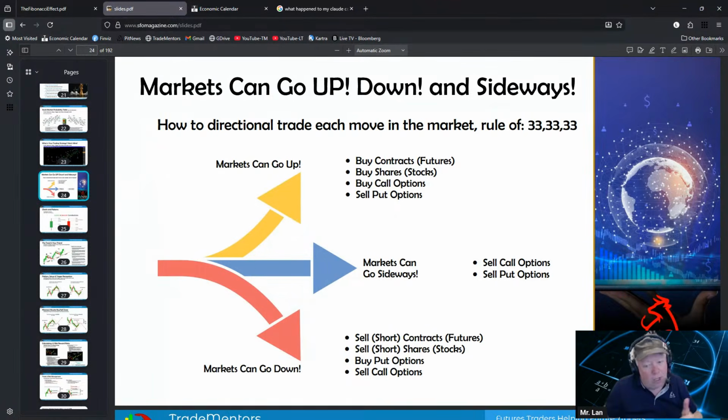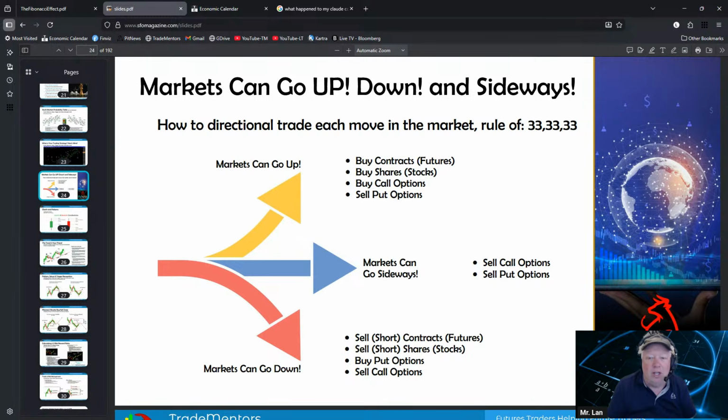Well, I think the market's going to go sideways. Okay, well, you got a 33% chance of being right, because markets can go up and markets can go down. Well, I think the market's going down. Okay, well, you got a 33% chance of being right, because markets go sideways, markets go up. So when we trade, you look at these different ways of making money when markets are going up, down, or sideways.